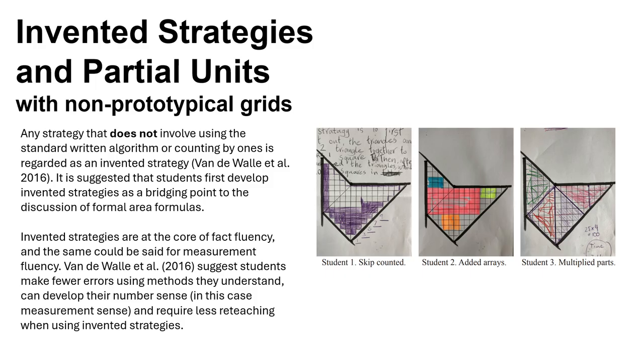So invented strategies and partial units with non-prototypical grids. So partial units, those parts that are not whole squares. Any strategy that does not involve using the standard written algorithm or counting by ones is regarded as an invented strategy. It is suggested that students first develop invented strategies as a bridging point to the discussion of formal area formulas. Invented strategies are at the core of fact fluency, and the same could be said for measurement fluency.